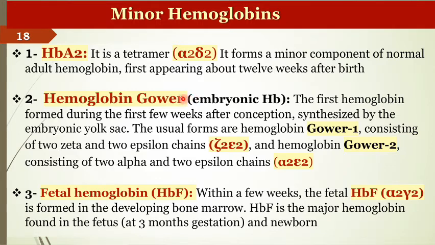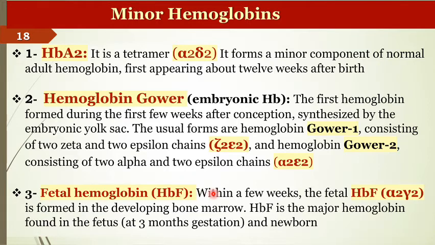Hemoglobin Gower, this is the embryonic hemoglobin. It occurs in the first 3 months after conception. The embryo, the first 3 months. The first type, Gower 1, contains 2 zeta chains, 2 epsilon chains. We have another type, hemoglobin Gower 2, 2 alpha chains, 2 epsilon chains. These embryonic types of hemoglobin are found in the first 3 months of pregnancy, okay?